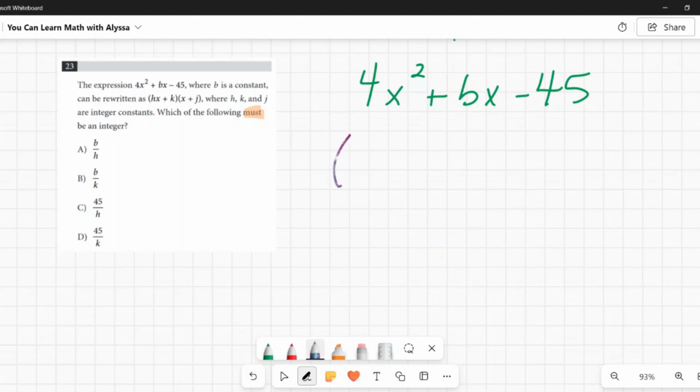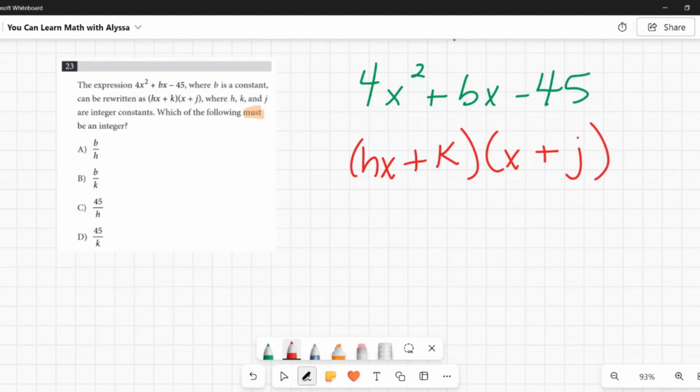So it can be factored as hx plus k times, I'm rethinking this. It can be factored as hx plus k, excuse me, times x plus j. Okay, now when I first looked at this, I thought I had to try to figure out what h, k, and j are, what exactly they are. One of them you can figure out, h you can figure out, but the rest you can't. We're told that h, k, and j are integers.